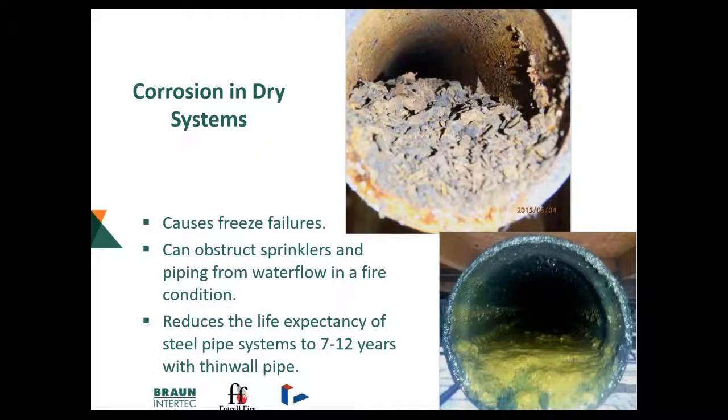Dry systems can certainly lead to failures, and that's something I see way too often. This is corrosion in dry systems. Dry systems with schedule 7 to 10 pipe are lasting 7 to 12 years when I see failures. The corrosion in these systems can lead to a sprinkler system not operating when it should, or a freeze failure, or water loss, or both, and that's what we see frequently.